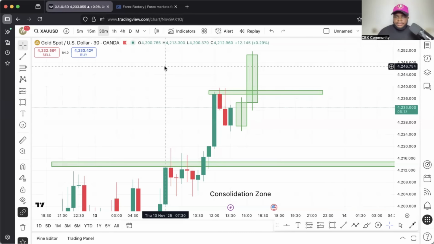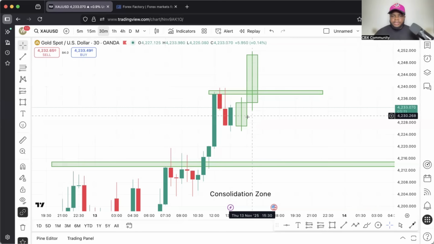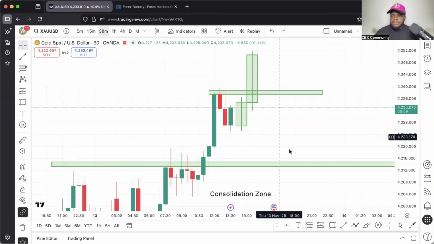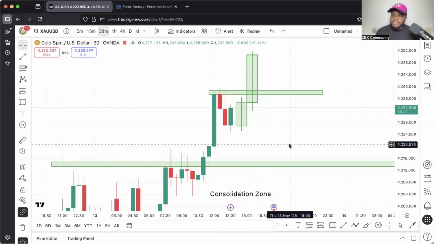You're left with 5 minutes for this candle to close. Just be patient. Enjoy the music.